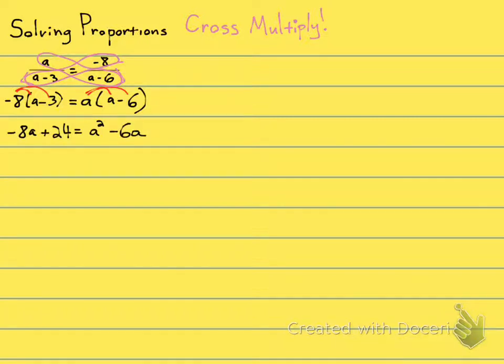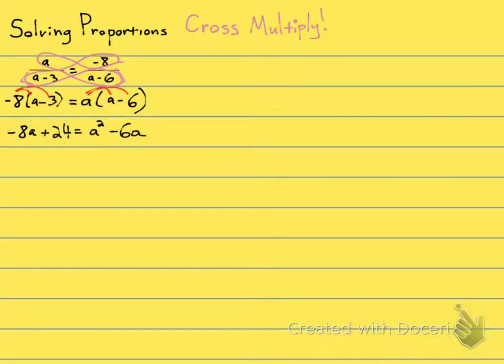Now this is a quadratic equation. It's quadratic because I have this square right here. So to solve a quadratic equation, first step is to get one side equal to 0 with the smiley face. So let's go ahead and do that. I want to get this side equal to 0.